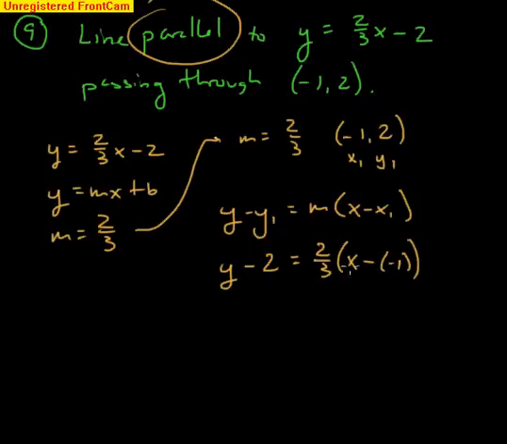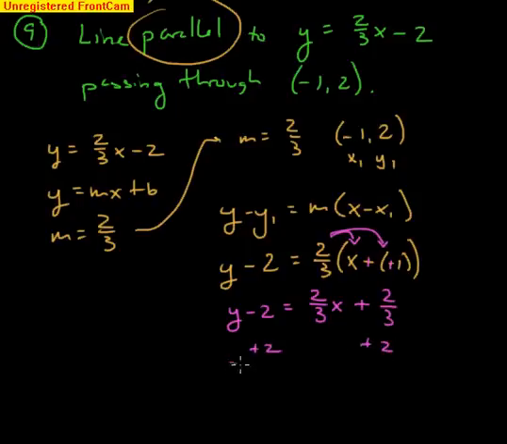How do we solve this? Well, first thing is change the double signs. Minus minus is plus. And now we distribute the 2/3. y minus 2 equals 2/3 times x, and 2/3 times 1 is just 2/3. And then we need to add 2. We get y over here, and we get 2/3 x right there.